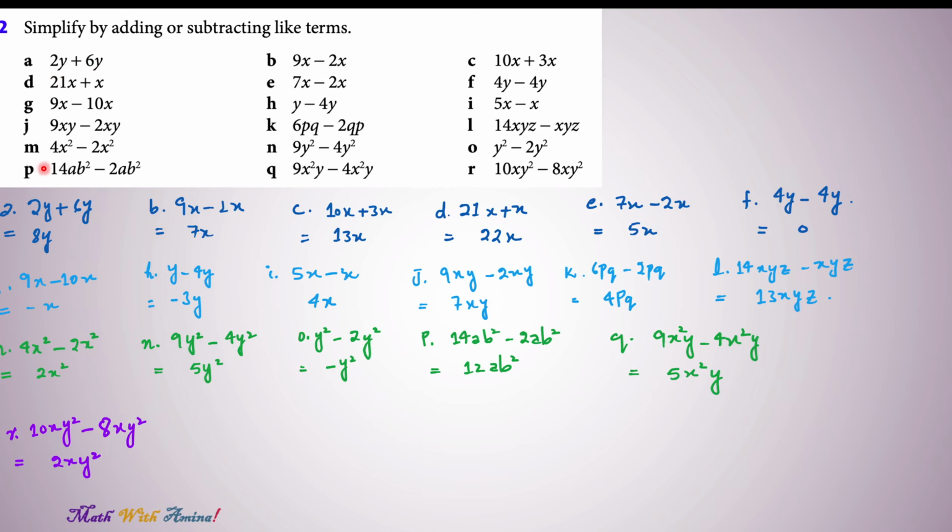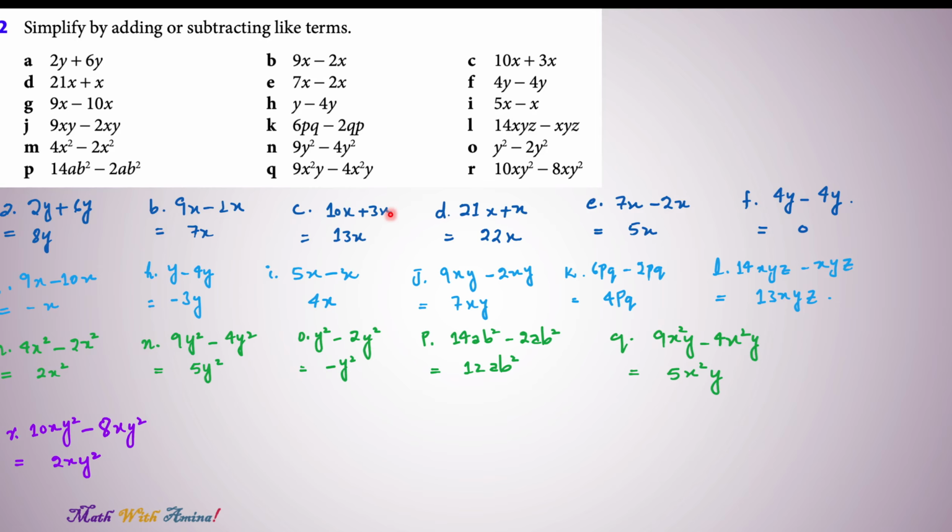So how do we simplify that? Taking a start with the first part, we have 2y plus 6y. These are the like terms. There is an addition sign, so 2 plus 6 is equal to 8. The coefficients are added and we keep the variable the same, that is equal to 8y. Then we have 9x minus 2x. So 9 minus 2 is equal to 7, and the variable part will be the same.